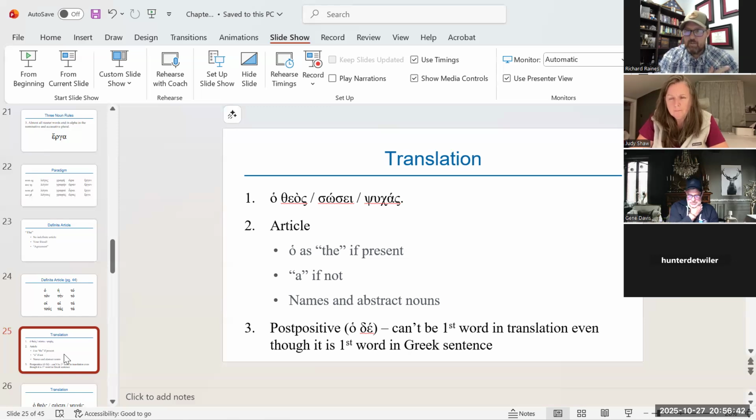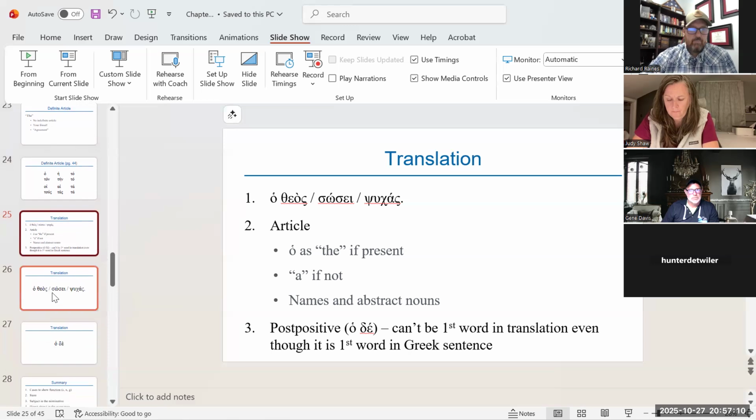Does that make sense? But if you're translating that in your head, you might say, the God, he saves souls or a life or life. God saves a life. That's what you would say. Or God saves lives. So that's plural. So the definite article is just the.